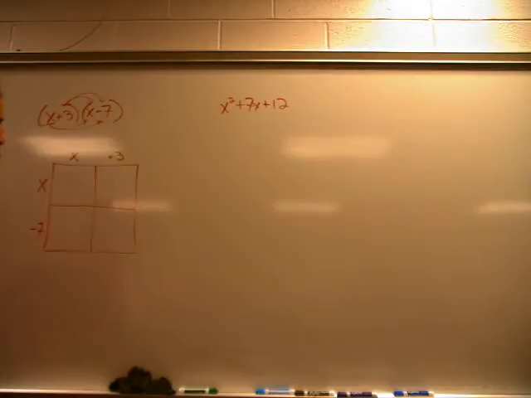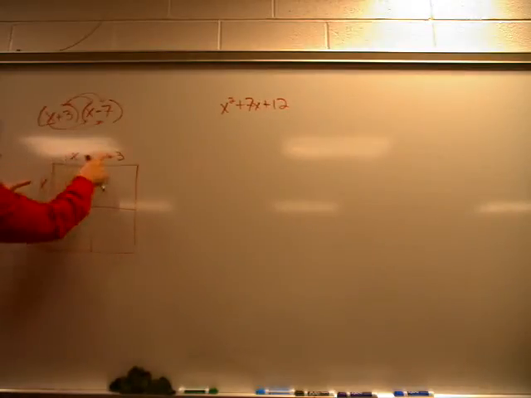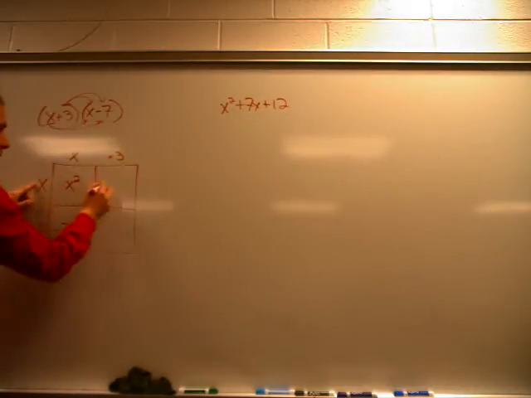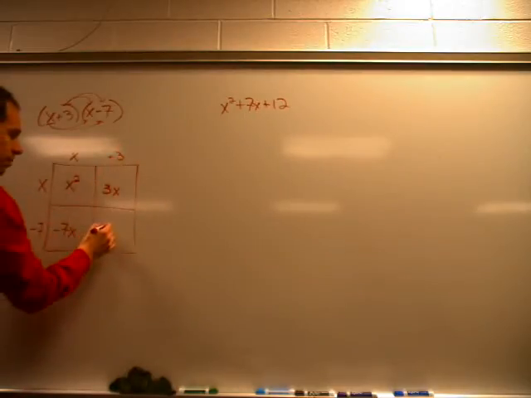So what does this help us do? Well, this helps us keep track and make sure that we multiply each of these terms by both of these terms. So x times x gives me x squared. Multiplying a number times itself, you just increase the exponent. x times negative 7 gives me negative 7x. Moving on, we got 3. 3 times x gives me 3x, and 3 times negative 7 gives me negative 21.